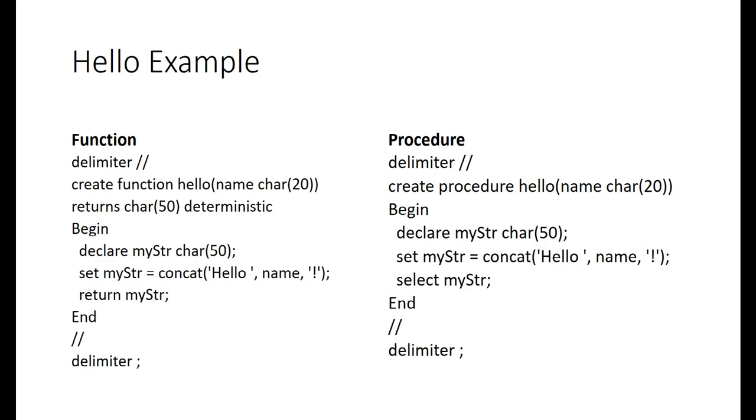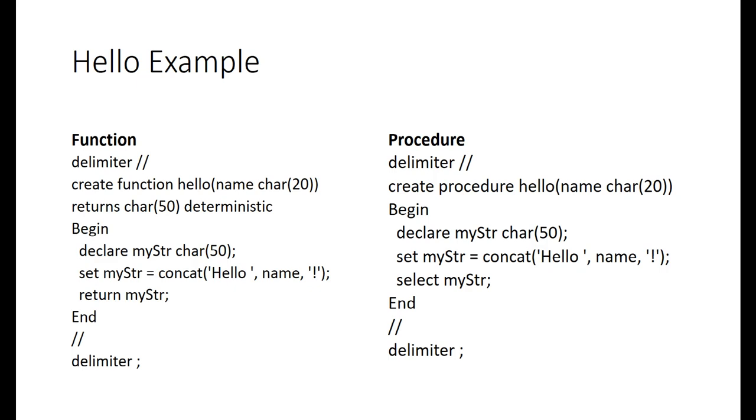Okay, so once again, I play my delimiter game. I call create, but instead of creating a function, I'm going to create a procedure. It's called hello. It takes a variable called name that's 20 long, just like the function did. Functions always have return values. Procedures never have return values, okay? So I've got my begin-end block, and I declare a local variable, and I do my concat.